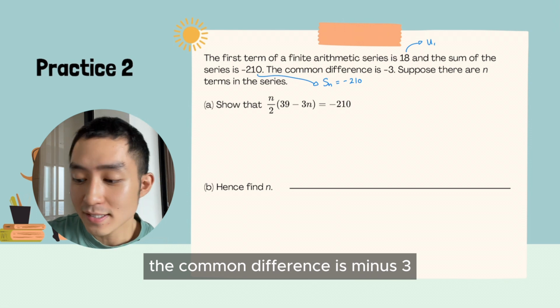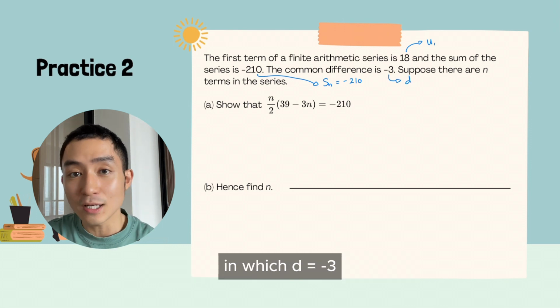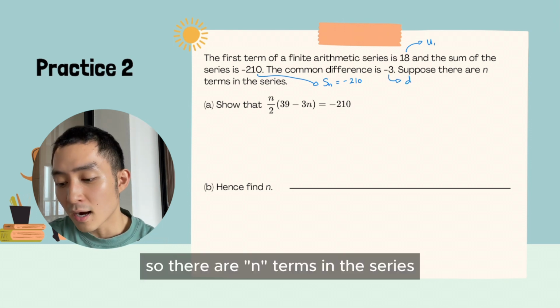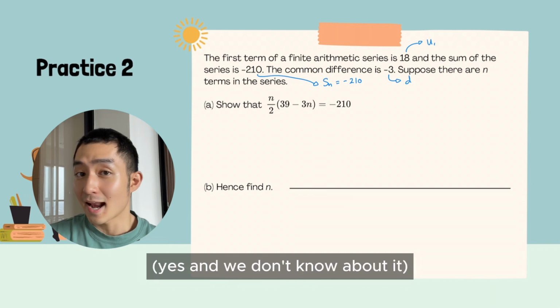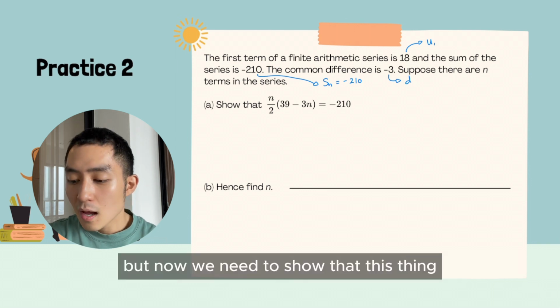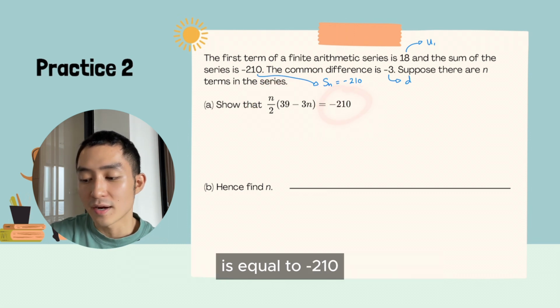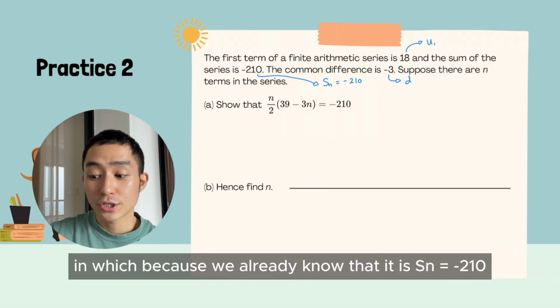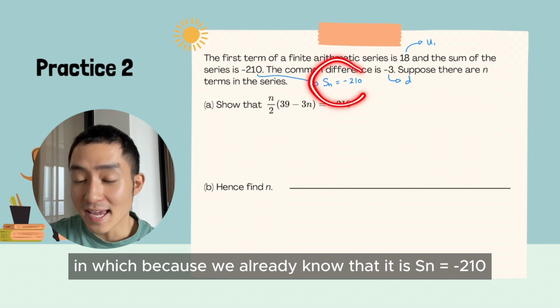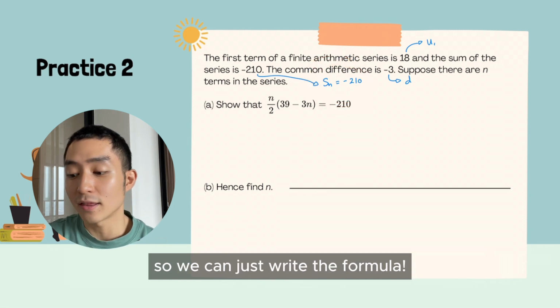The common difference is minus 3, in which d equals minus 3. So there are n terms in the series, and we don't know about it. But now we need to show that this thing is equal to minus 210, in which, because we already know that it is the Sn, we can just write the formula.